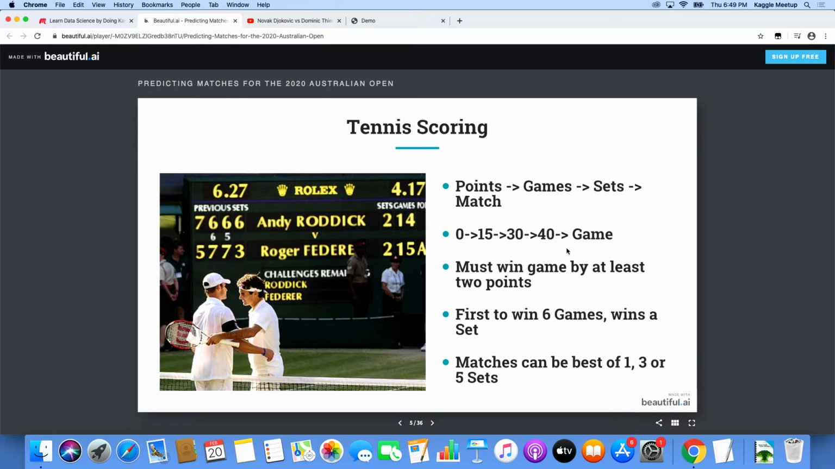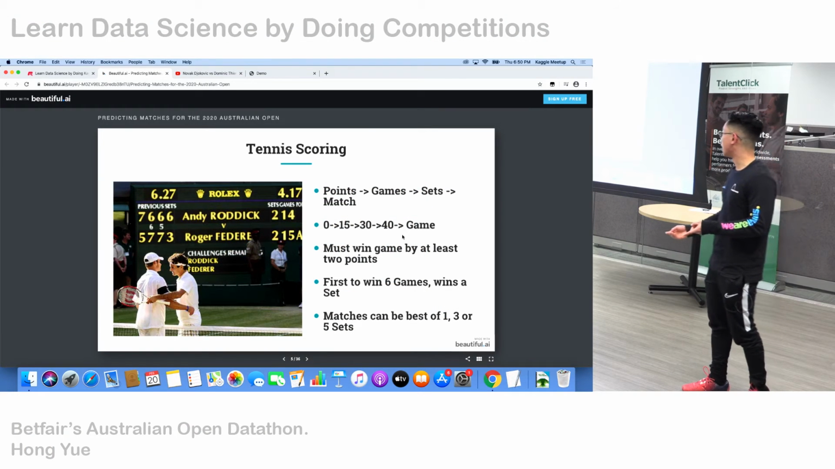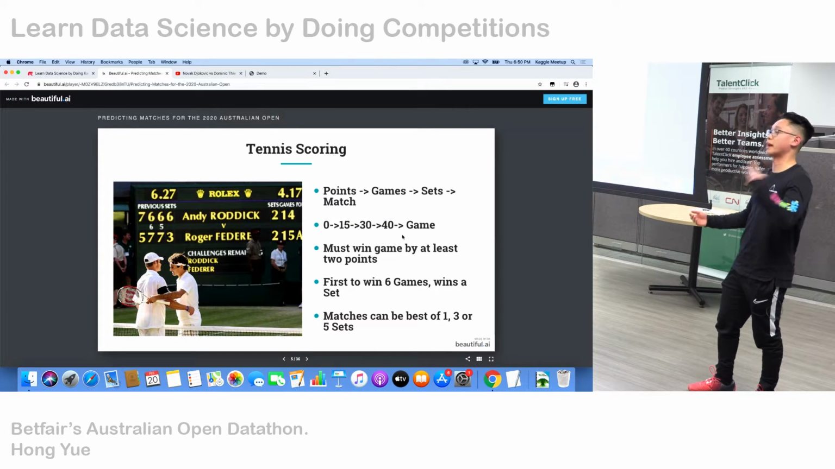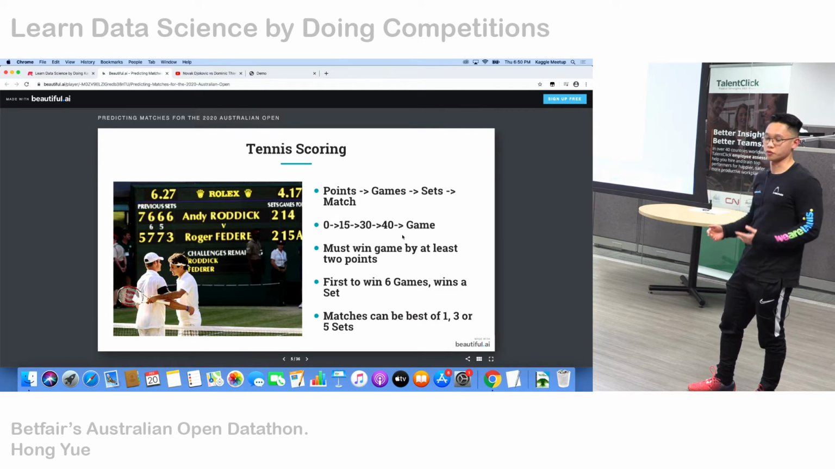It starts from 0 all. They call it love, but then they go to 15, then they go to 30, and it's not 45, it's actually 40. And then if you win the next point, it's a game, right? Interesting thing about tennis is that you must win 2 points in a row. You must win by at least 2 points to secure the game. So you can have some back and forth with both players being stuck at 40-all, deuce.